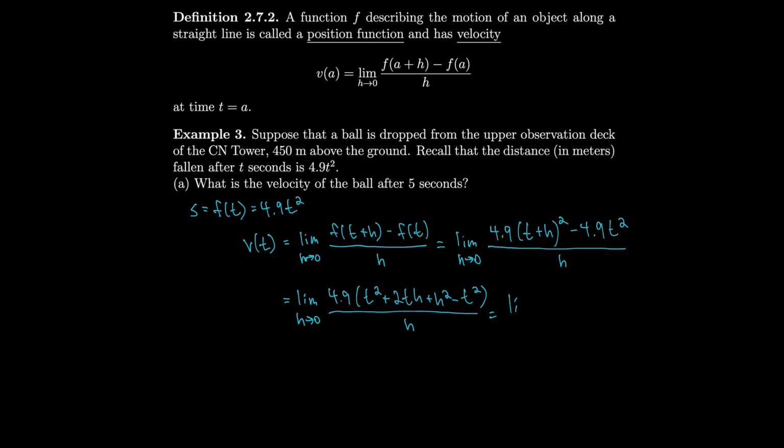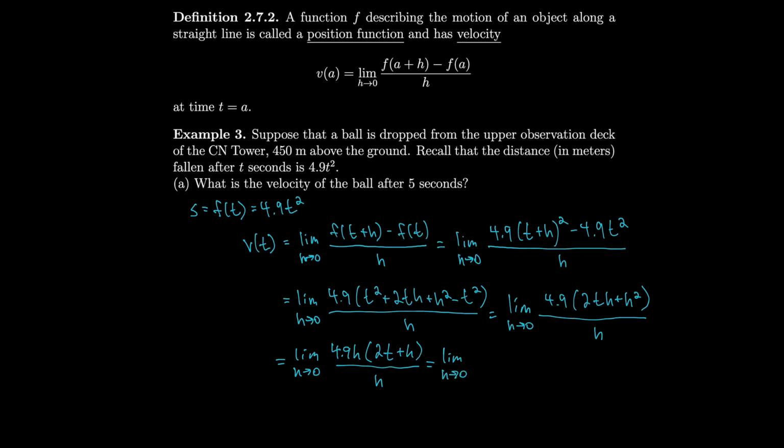which is equal to the limit of 4.9 times 2th plus h squared, because of all our cancellations, t squared minus t squared, and we have over h. So we can write this as the limit of 4.9h, by factoring out an h, times 2t plus h. And we want to do that because we want to get rid of our h in our denominator so we can actually plug in 0. So our h cancels. And now we can plug in 0 and just get it's equal to 9.8t.